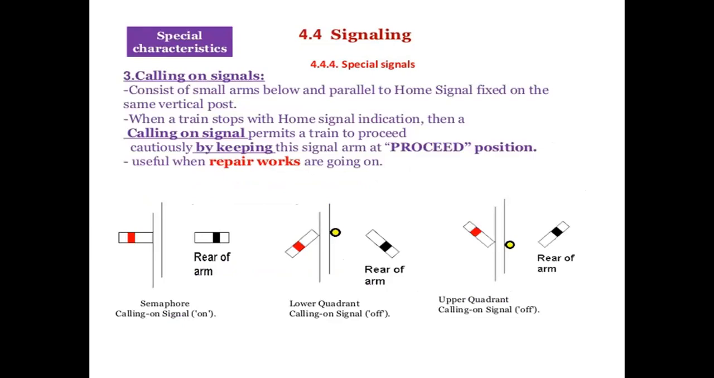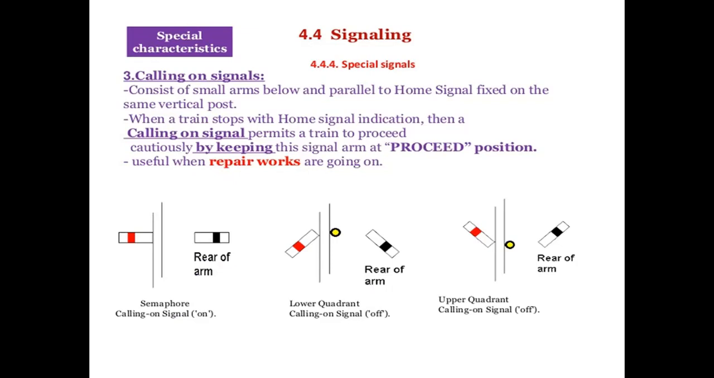And here we have the polygon signal, which consists of small arms below and parallel to the home signal, fixed on the same vertical post. When a train stops with home signal indication, then a polygon signal permits a train to proceed cautiously by keeping this signal arm at proceed position, useful when repair works are going on. These calling on signals are majorly used when repair works are going on the track where the halt position of the train takes place.